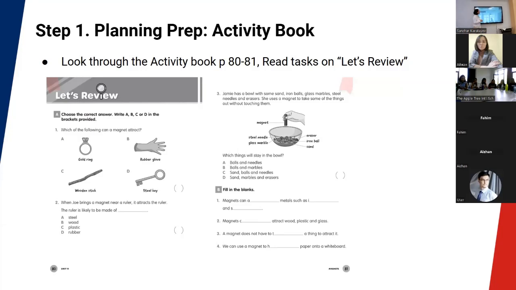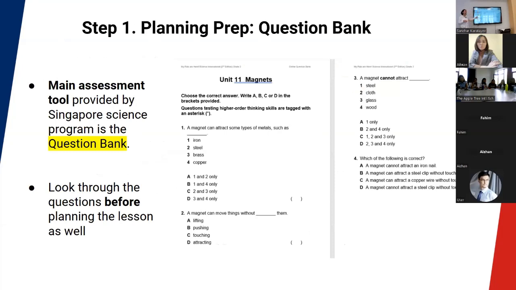And the last part of planning prep is the question bank. You are also given a copy of the question bank for the unit of magnets. We will need this later as well while we talk about assessment. Here you can also look through the questions. They're quite complicated. I want to remind you, this is for the second graders. They just finished the first grade. So the tasks are quite complicated. We're going to discuss how to deal with this a little later, how to present this type of assessment to very young learners.